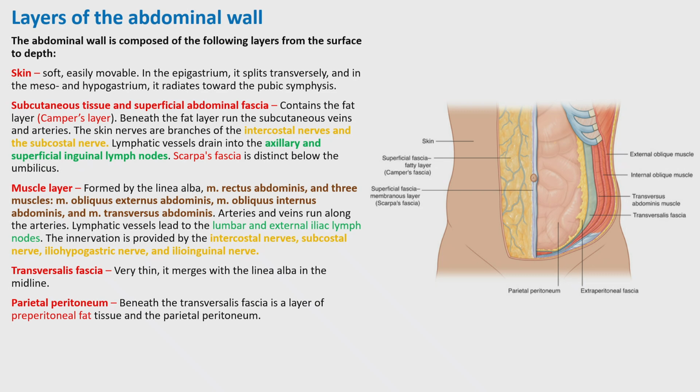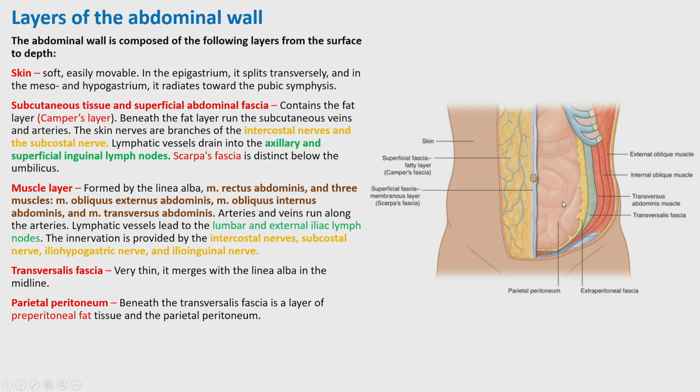Yes? Tunica dartos, yes. So it's the smooth muscle that is making a contraction, regulating the temperature. So this is the subcutaneous. Then, after this subcutaneous Camper's fascia and the Scarpa's fascia, you will reach the muscular layer.